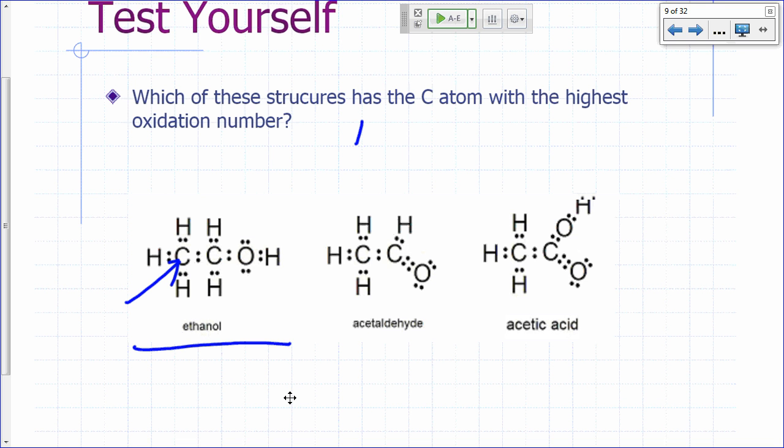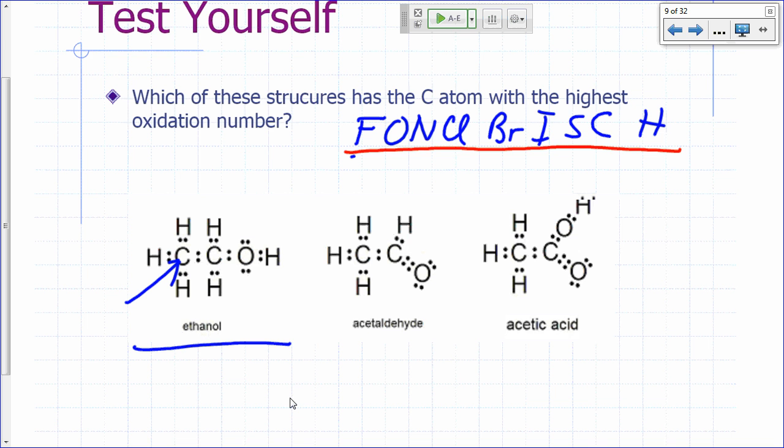One mnemonic that I made up for myself to remember the sequence of electronegativity is FONCLBRISCH, at least for the common nonmetals. I try to pronounce it, make up a word or phrase from it. Phone call brish. Okay. So hydrogen is less electronegative than carbon.